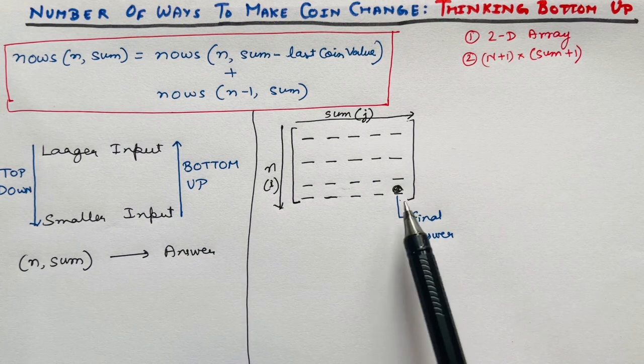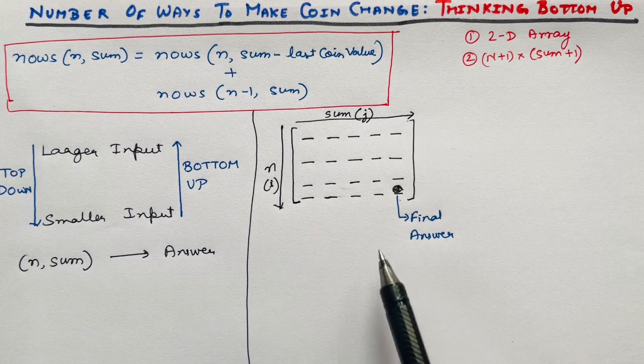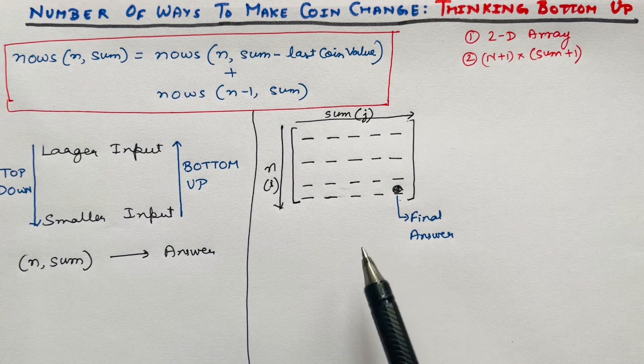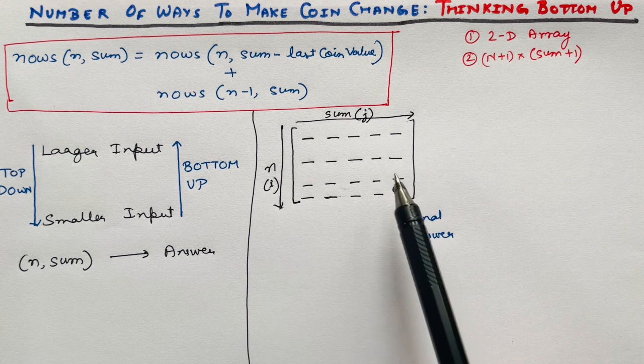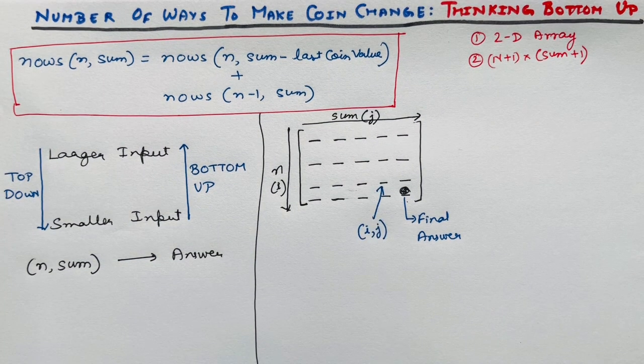Why? Because this position corresponds to n and sum, which are given to us in the question. So if we have this matrix filled, then we are done. Now, how do we fill this matrix? Let us try filling any general position in this matrix.